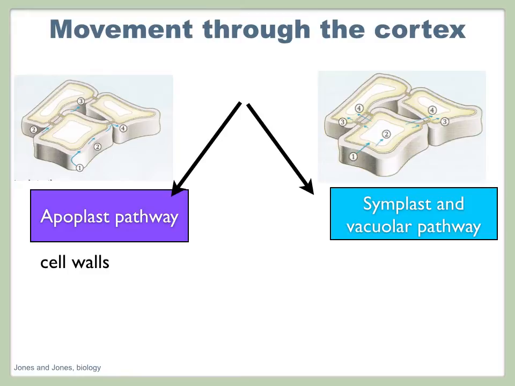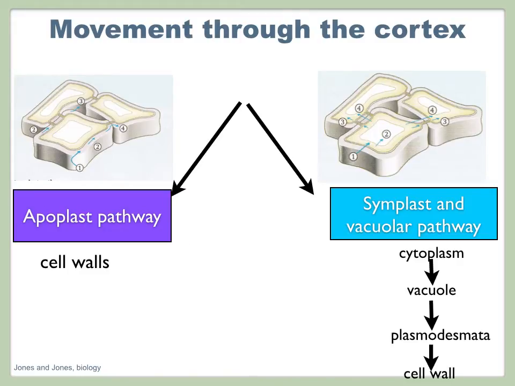The apoplast pathway involves the movement through the free spaces between the cellulose cell walls, and this forms a continuous stream of water. The symplast pathway takes place through the cytoplasm of the cells of the cortex, whilst the vacuolar pathway involves water moving through the cytoplasm as well as the vacuoles.